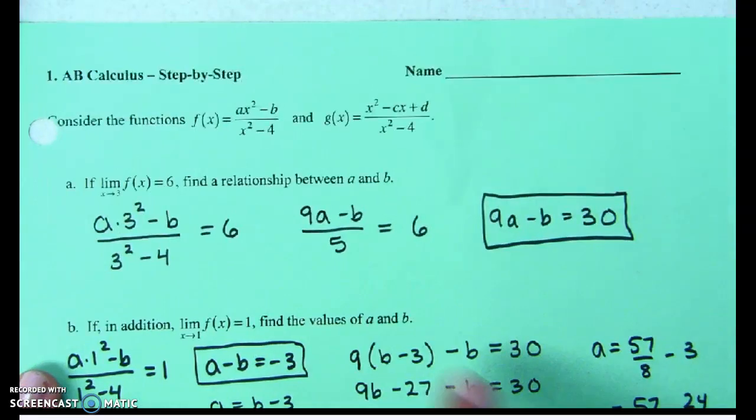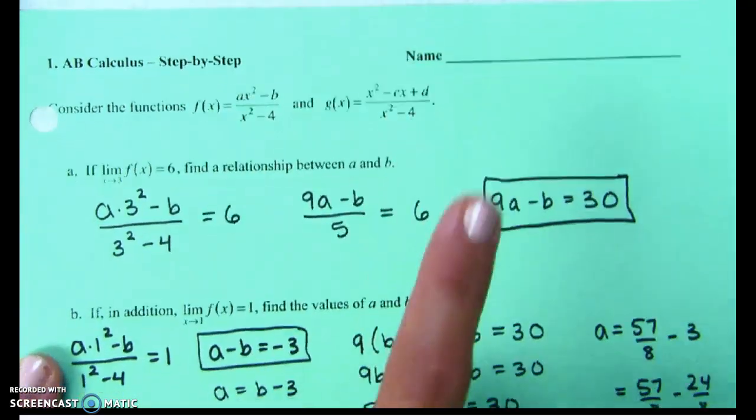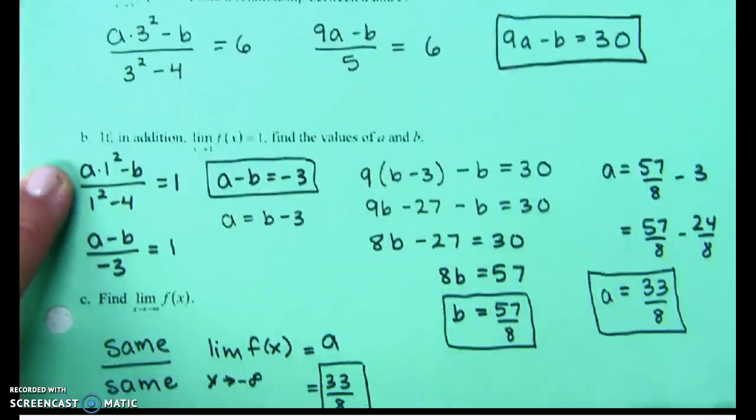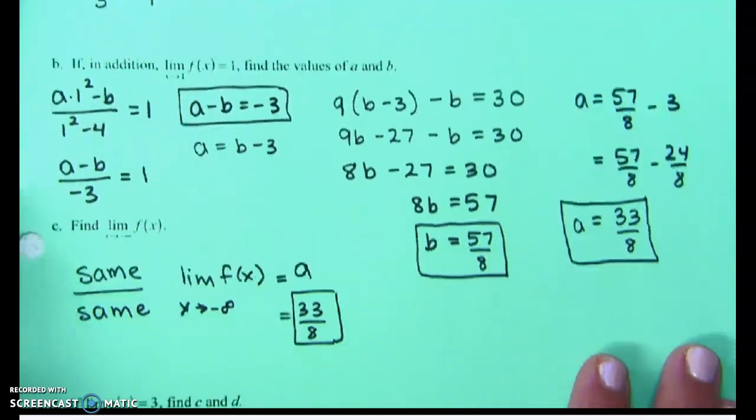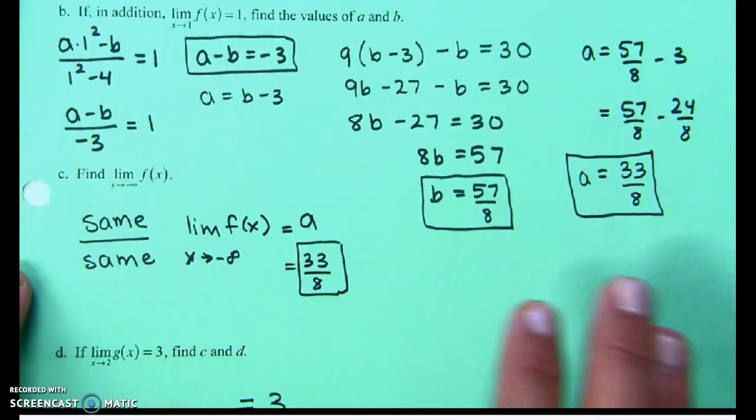Anytime you see the worksheet with the words step by step, that means it's very rigorous. It's like AP level, and at AP level, nothing's easy, okay? So everything's going to be rigorous.